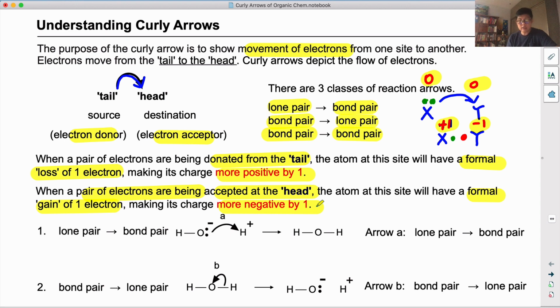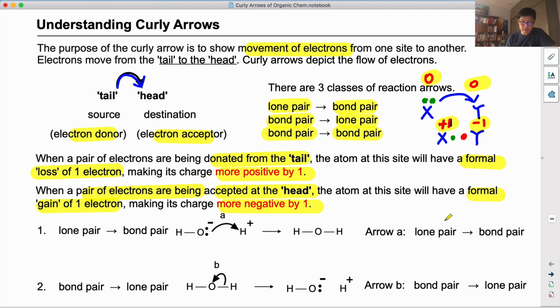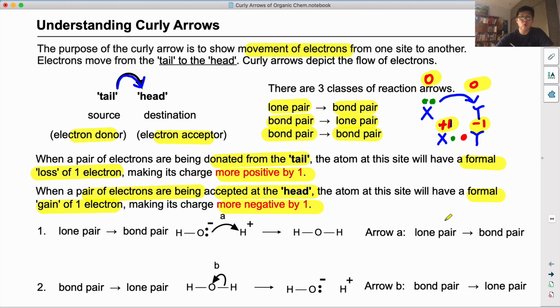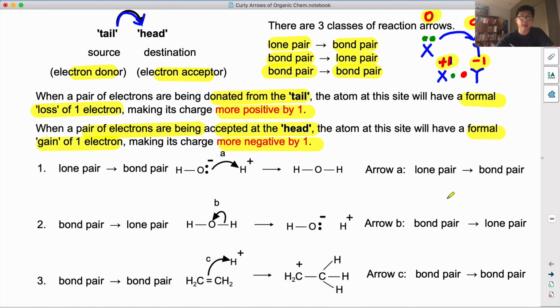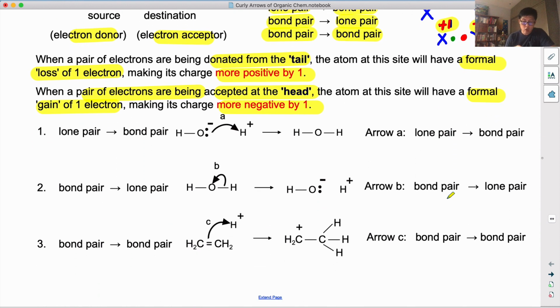Okay, so let's give you some examples. Let's look at the first example here, when a lone pair becomes a bond pair. So OH minus: the lone pair gives to a H, which is H plus. Firstly, for organic chem, we must be able to see what bonds are broken or what bonds are formed. In this case, you're only forming an OH bond.